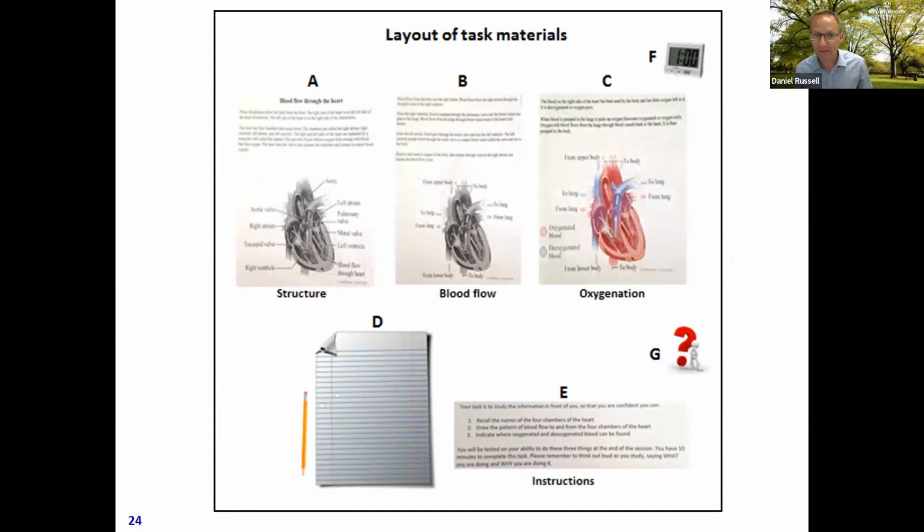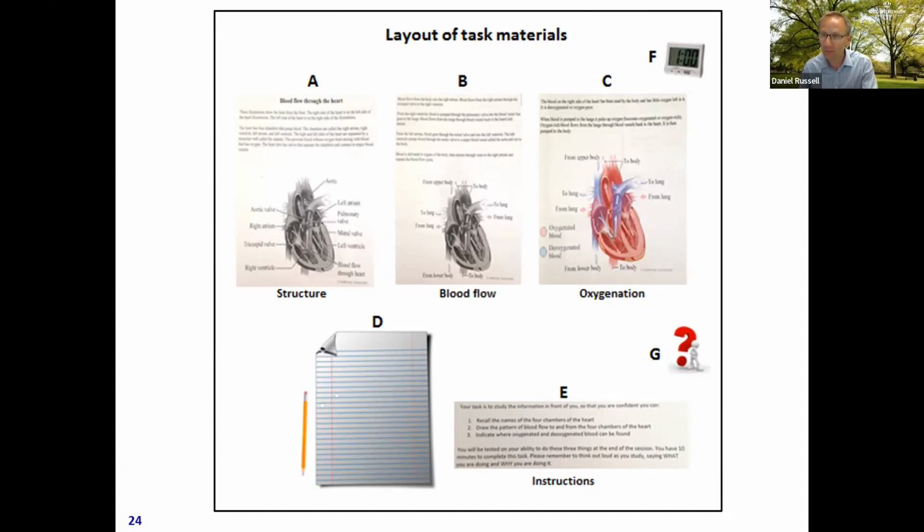So we had participants study the heart. It kind of fits in with some of the previous data here. That was all accidental. But we've got these different images that they saw, different sheets. They looked at A, talking about blood flow through the heart. You've got B, the structure. B is the blood flow, and C is oxygenation. They were given a piece of paper and a pencil that they could take notes on. They were not told to take notes. They were just given that paper and a pencil.